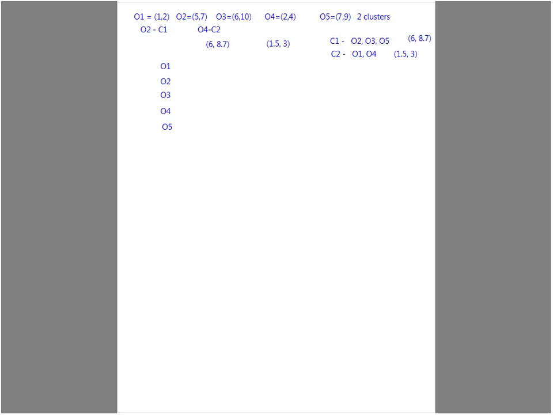So now we have to recalculate O1's distance to C1. O1's distance to C1 is again 5 and then a root. So we are calculating the Euclidean distance. Euclidean distance is 5 squared, and then this is 6.7 squared. So 6.7 squared will be about 45. I'm putting an approximate value. So this will be 5 squared and then 6.7 squared, which is about 69.